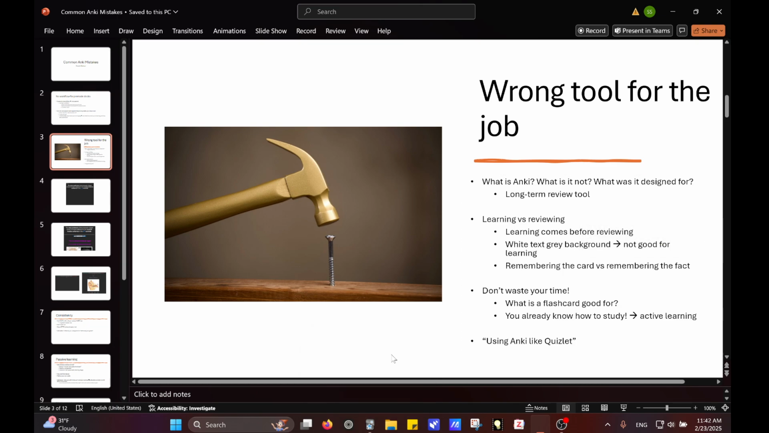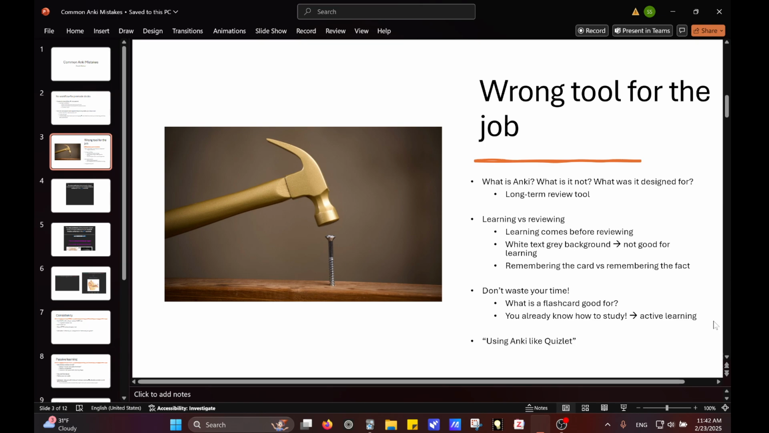Anki works best as a review tool. So then people ask me, Shoaib, how do I learn then? People keep telling me to use Anki, to which I say, guys, you already know how to study, but just make sure you're actively learning. I can't teach you how to study. Figure out what works best.